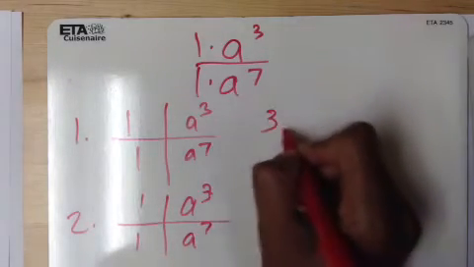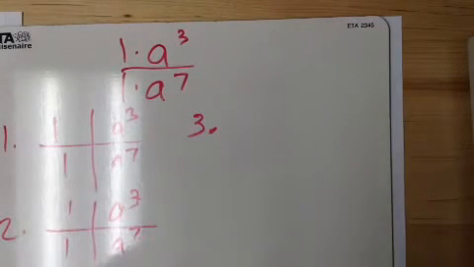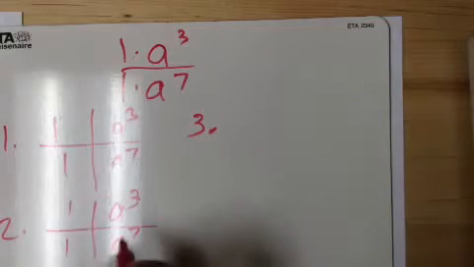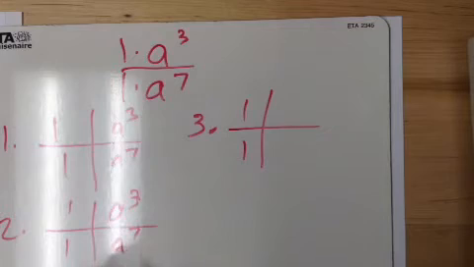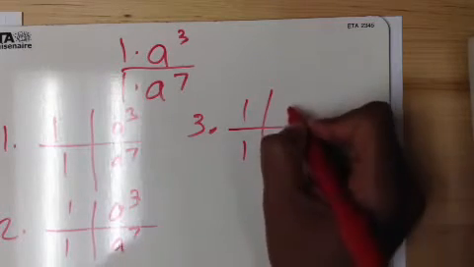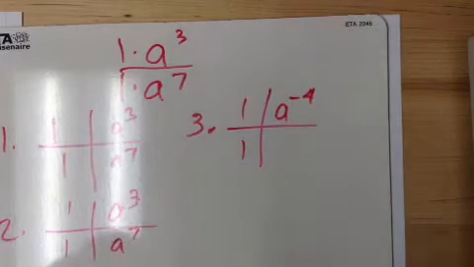Step 3. I'm going to now simplify my bases by subtracting the powers. Well, a to the 3rd and a to the 7th, when I subtract those, it's going to give me a to the negative 4th. Use your calculator and make sure that that's correct.